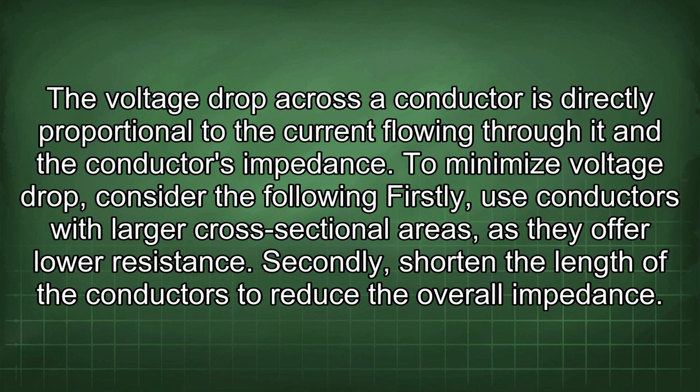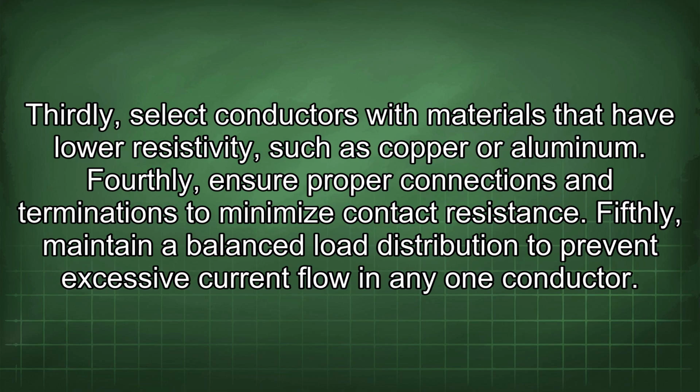The voltage drop across a conductor is directly proportional to the current flowing through it and the conductor's impedance. To minimize voltage drop, consider the following. Firstly, use conductors with larger cross-sectional areas as they offer lower resistance. Secondly, shorten the length of the conductors to reduce the overall impedance. Thirdly, select conductors with materials that have lower resistivity, such as copper or aluminum.